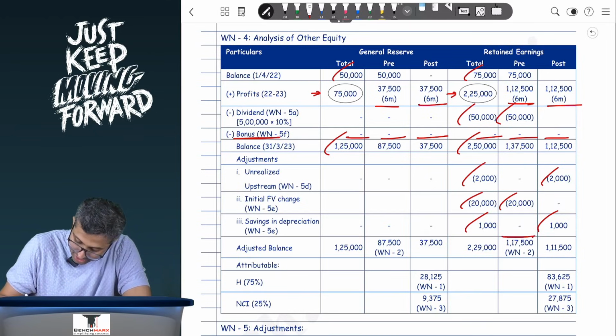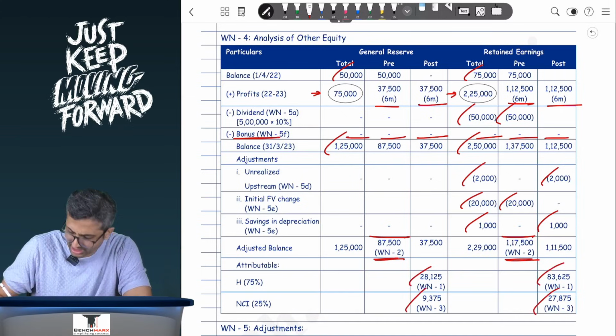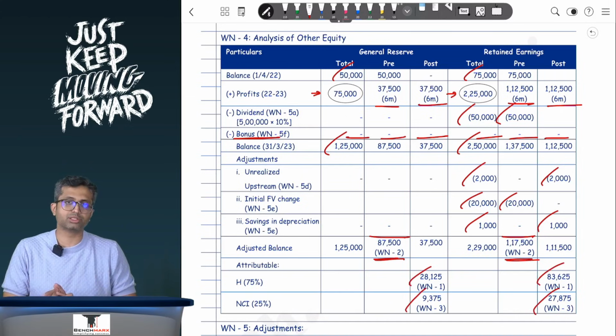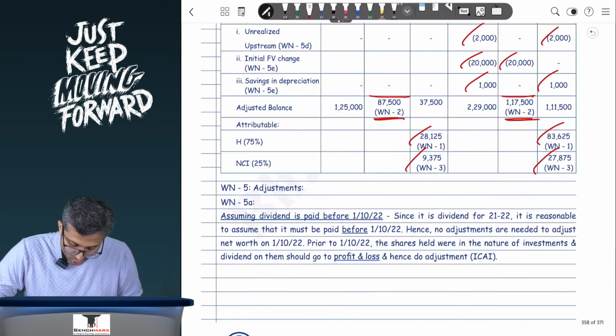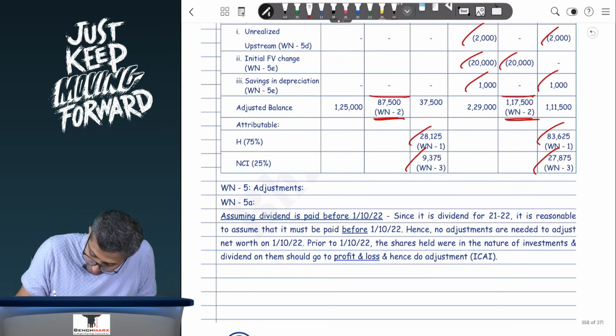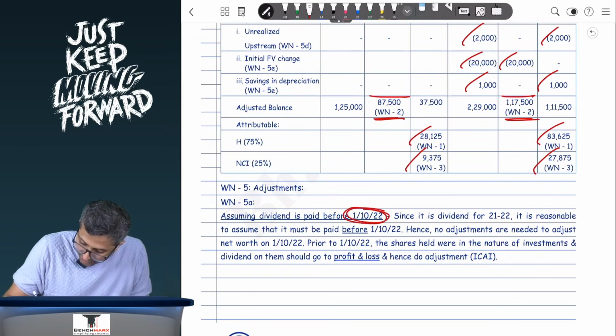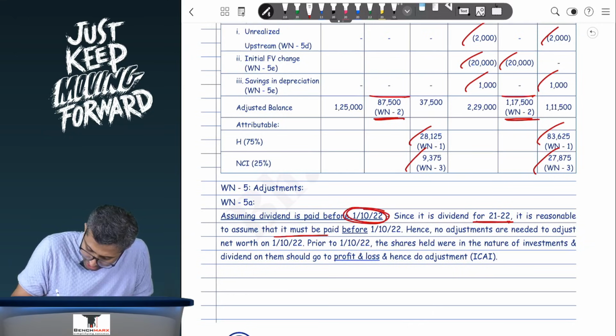We found the adjusted balance. This entirely will go to working note 2, and then the post balance, like discussed earlier, will go into the respective values. So as you look at these adjustments, we are assuming the dividend is paid before 1st October. If it is for 21-22 it is reasonable that it must be paid before 1st October. So no adjustments are needed to adjust the net worth on 1st October.